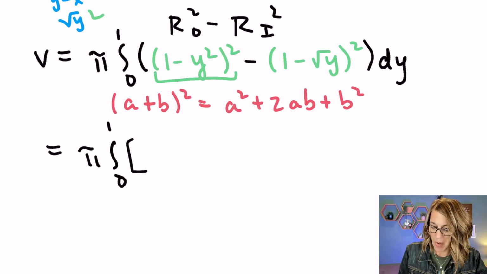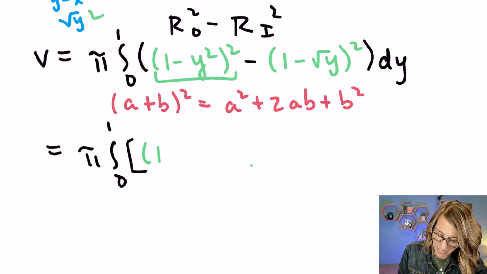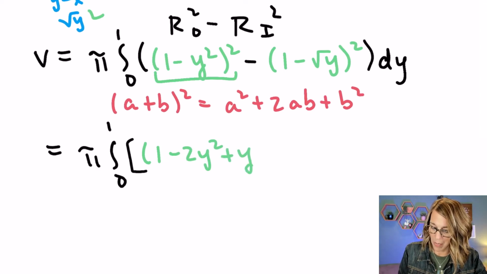So that's going to give me a 1 plus 2 times their product. So that's going to be 2 times 1 times negative y squared. So that's going to be minus 2y squared. And then the last one squared, y squared squared, is y to the 4th.